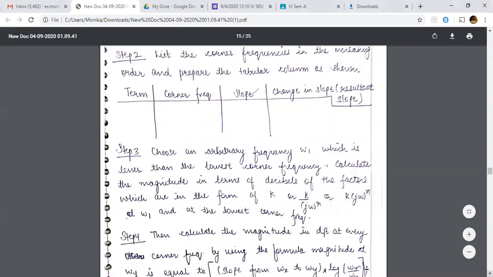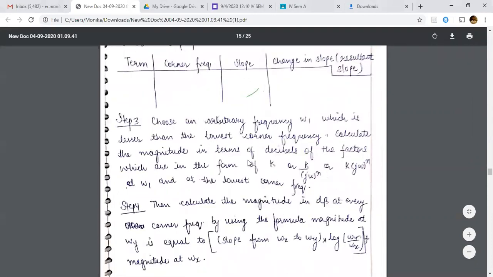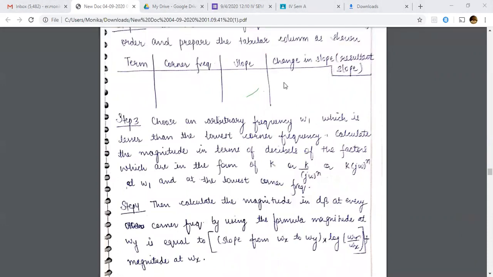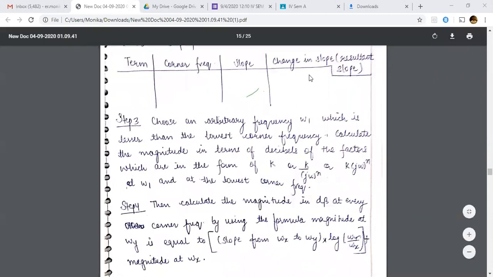Then step 3 is to choose an arbitrary frequency omega 1 which is lesser than the lowest corner frequency. Choose an arbitrary frequency omega 1 which is lesser than the lower corner frequency. Calculate the magnitude in terms of decibels of the factors.